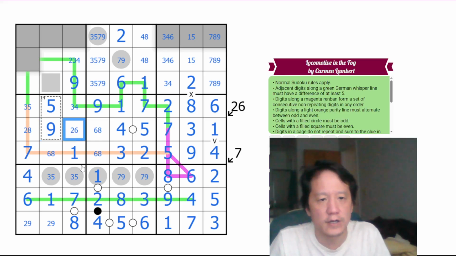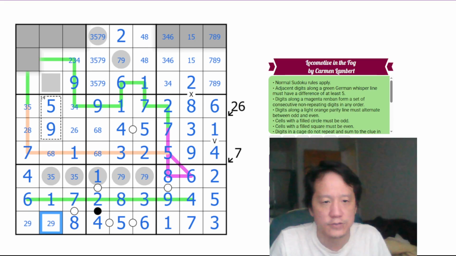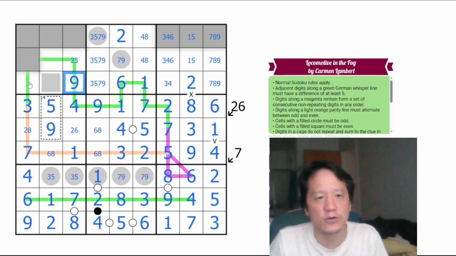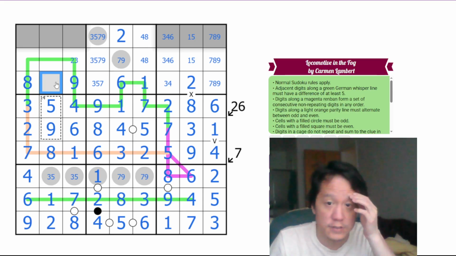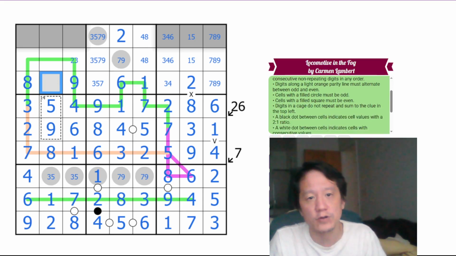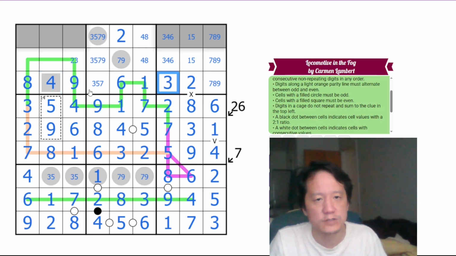This can't be 9 here. This can't be 9 here, so this is 2, which makes this a 9. This 5 means this can't be 5, so this is 3, this is 4. This cannot be 4 here. The 3 can only be next to 8 or 9 on a German whisper line, therefore this is an 8, which makes this a 2, which makes that 6, which makes that 8, 6 and 8. This can't be 9. This is an even digit, because it's in a square, so the only one left is 4, which makes this 3.